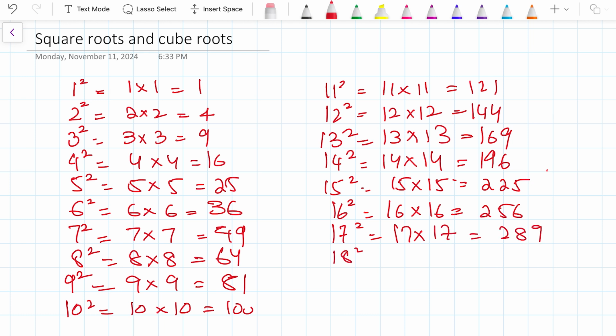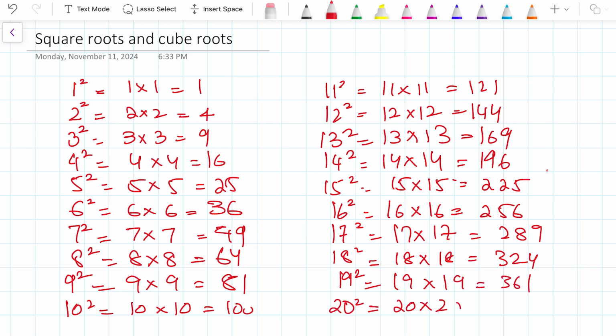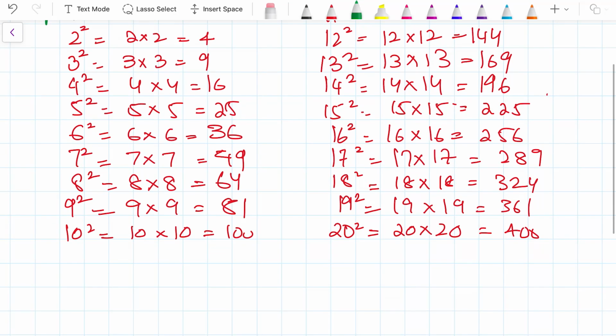18 square means 18 into 18, 324. 19 square means 19 into 19. And 20 square means 20 into 20, which is 400. So these are my square numbers. That means if I go forward, it means you're squaring it. And backward means square root.